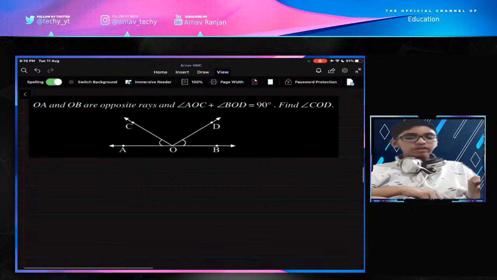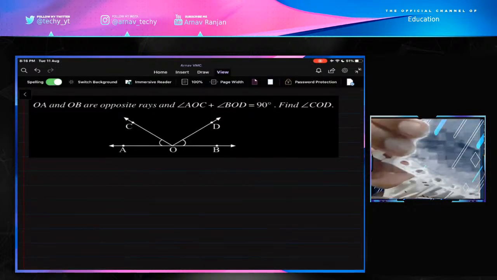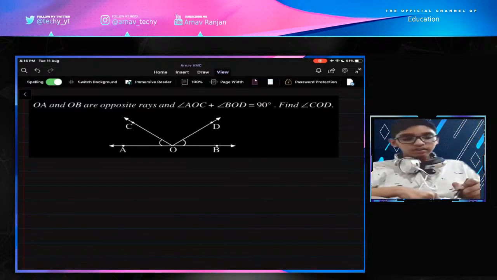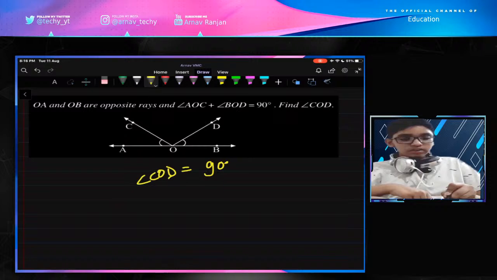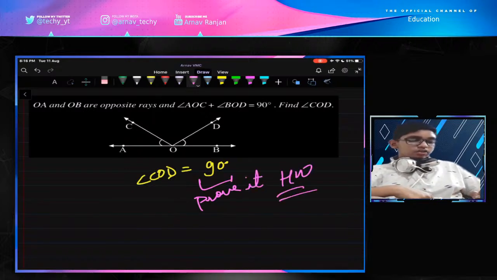Next we'll find the value of angle COD. The value of angle COD is 90 degrees. I will write it. This is also your homework. Angle COD is 90 degrees, and this you have to prove. This is homework, DIY.